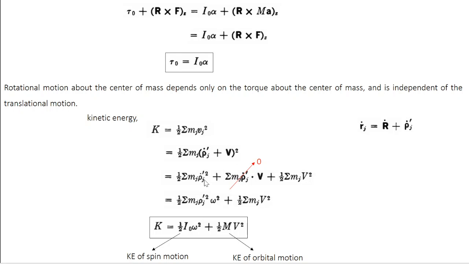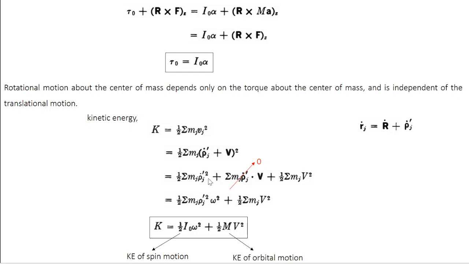V) square. Expand this: half summation over j of m_j rho_j prime dot square, plus summation over j of m_j rho_j prime dot times V, plus half summation over j of m_j V square. We have already shown that summation over j of m_j r_j prime dot is 0. In the same way, summation over j of m_j rho_j prime dot is also 0. So the second term vanishes.